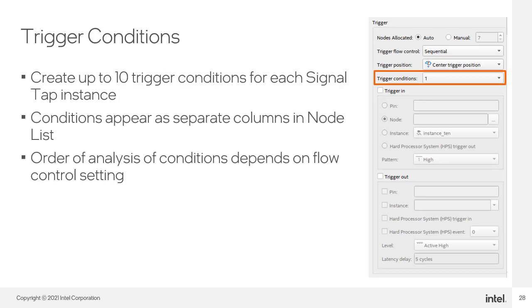We've already seen how to set up trigger conditions with the trigger conditions columns in the node list, but by default, only one trigger condition is available. You can create up to 10 trigger conditions per Signal Tap instance using the Trigger Conditions option shown here. Changing the setting adds or removes trigger condition columns from the node list.